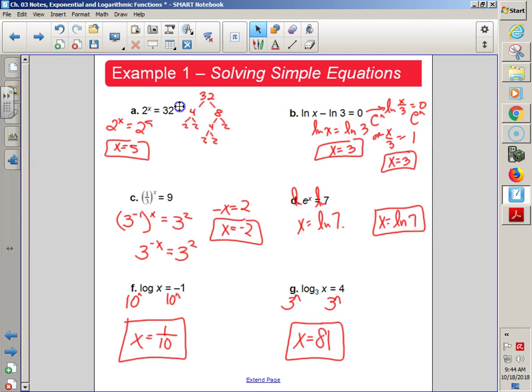But those are the basic ones, only 1 or 2 steps necessary. Tomorrow we got to get harder. Bye, guys.